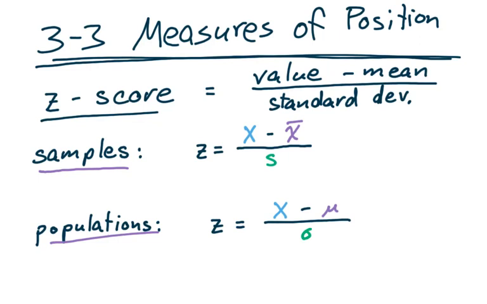So for a sample, Z is equal to X minus chi-bar. Notice that this is an X, and this is chi, with the bar over the top of it, chi-bar. And that's divided by the sample standard deviation, so that would be S. For a population, Z is equal to X minus mu over sigma. But that is how we will compute the z-score all of the time.